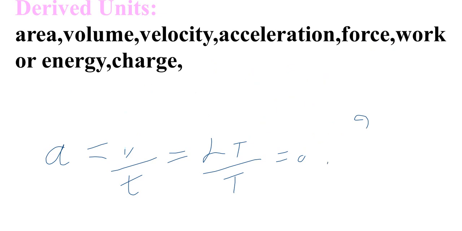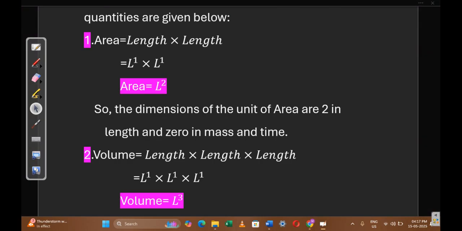So, a list of dimensional formulas is given here. Let us discuss. Area. What is the formula for area? Length into length. So dimensionally it is expressed as L square. That means area has 2 units in length and 0 units in mass and time.